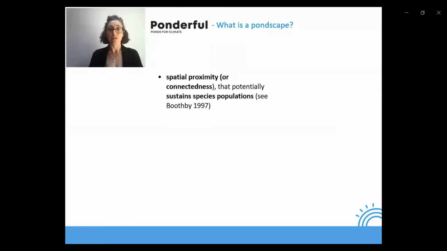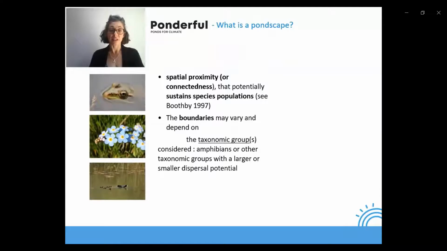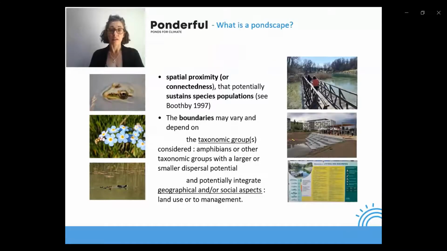So a pondscape is a landscape including a congregation of ponds with spatial proximity or connectedness that potentially sustain species population. This is a definition of Busby. The boundaries of a pondscape may vary and depend on the taxonomic group considered and potentially also on social considerations.